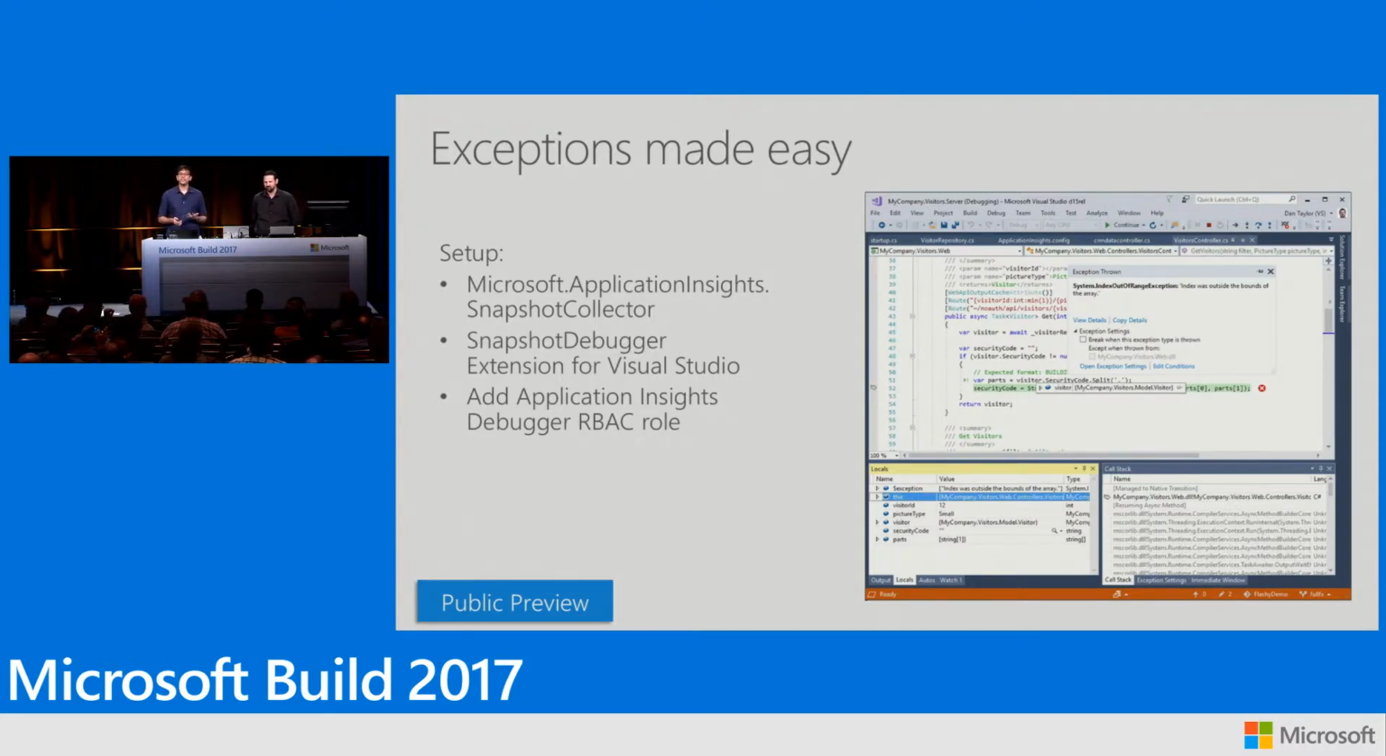To start using it, there's a couple things you have to do. You have to add the snapshot collector NuGet package into your application right now. And you have to actually view these snapshots in Visual Studio, you have to install a v6 that allows you to do so. There's some details at the end of the presentation on getting onboarded into that kind of experience.